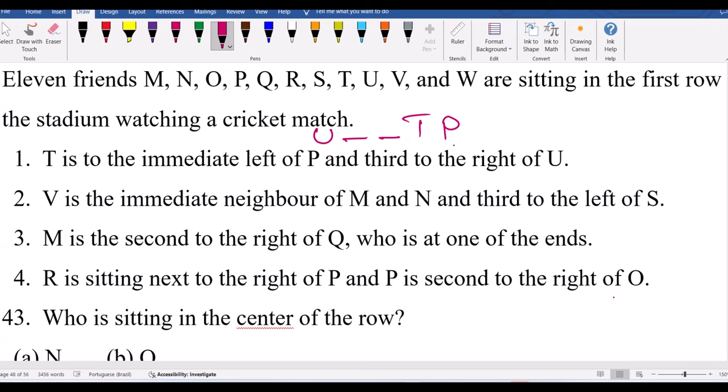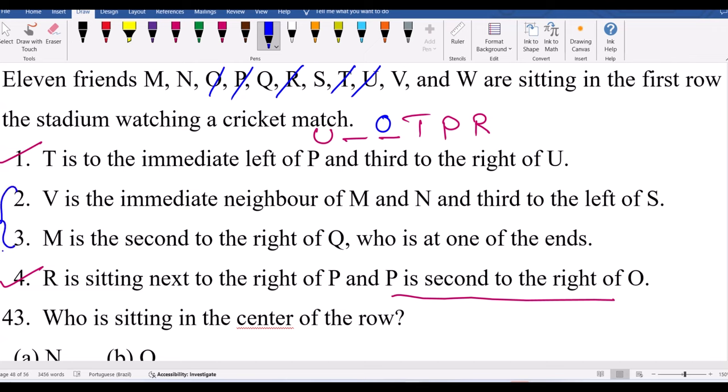I arranged UTP. Fine. Then UTP related, there is a fourth statement. R is sitting next to the right of P. R is right of P. P is second to the right of O. O first right, second right is this. So U O T P R, somehow you linked. Now we have to go for these two.